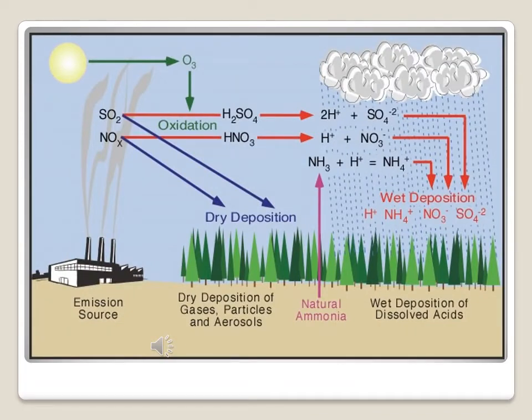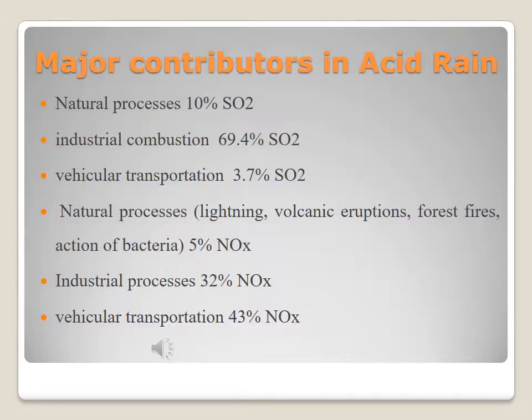This picture presents the previous discussion efficiently. It shows well-established chemical reactions which have already been discussed in the previous slide and the difference between dry deposition and wet deposition. Now let's look at the major contributors in acid rain.